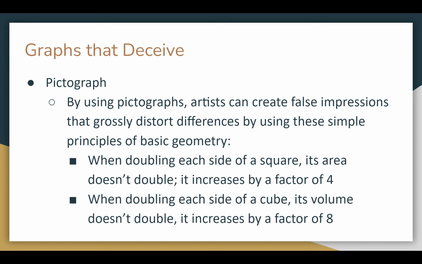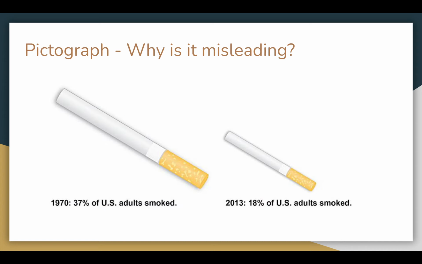When doubling each side of a square, its area doesn't double, it increases by a factor of 4. So that's being multiplied by 4, even though they're trying to just say it doubled. The picture is actually multiplied by 4, so that is very misleading. When doubling each side of a cube, that's actually a multiple of 8. So it just makes people visually think something that's untrue.